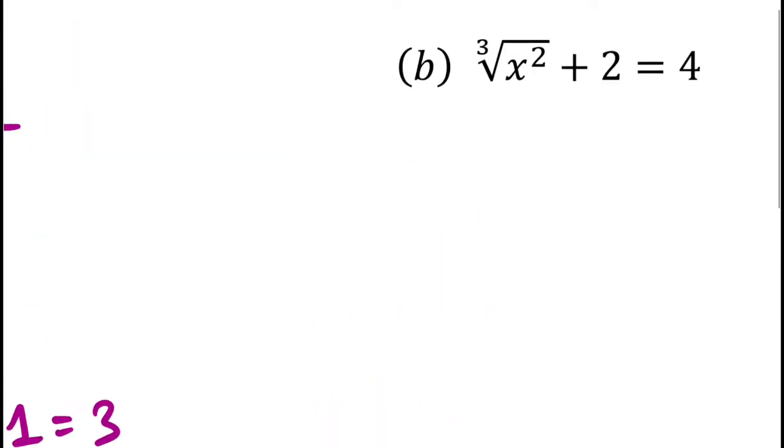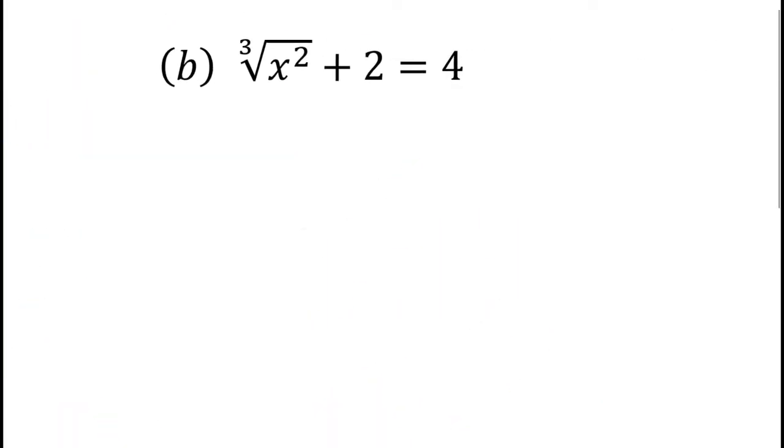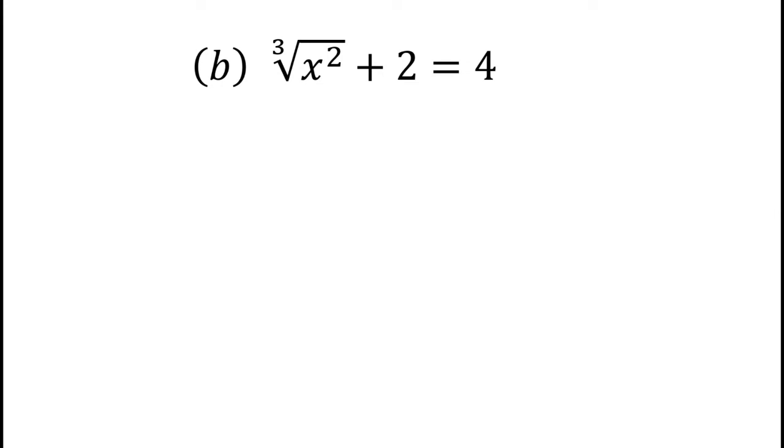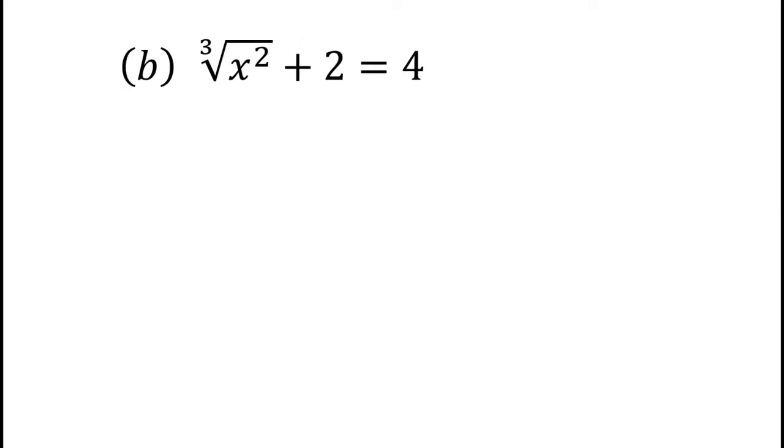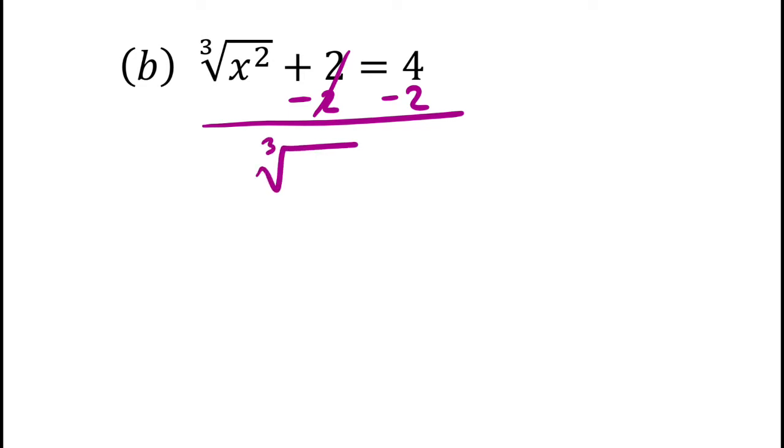All right. So let's look at the next problem here. We have a cube root and a squared operation on this side. Again, just like the last problem, we're going to isolate the radical, which means that we're going to get it by itself. So we got to get rid of this plus 2, so I'm going to subtract 2 on both sides here. So now we got the radical all by itself, so we got the cube root of x squared, and then 4 minus 2 is 2.